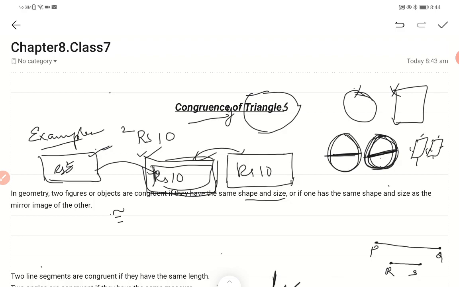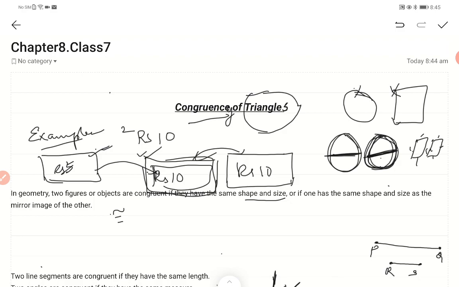Now some mirrors are concave or convex, and you have different mirrors. In those, sometimes your image becomes big, your face becomes bulgy, and at that time you will say it is not congruent. Sometimes it shrinks, isn't it? I hope you have observed this. At that time you will say it is not congruent, because the actual size and shape become different when you look into such kinds of mirrors.